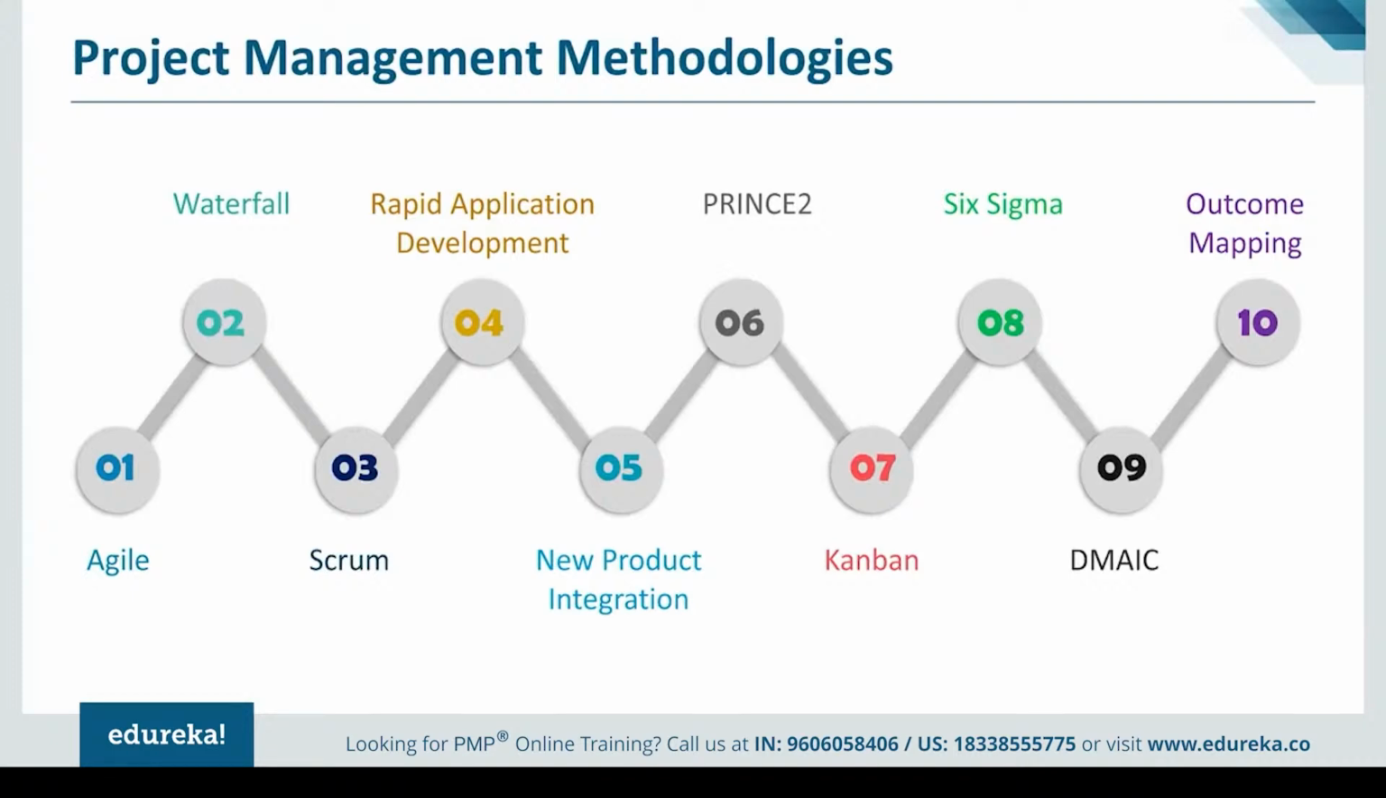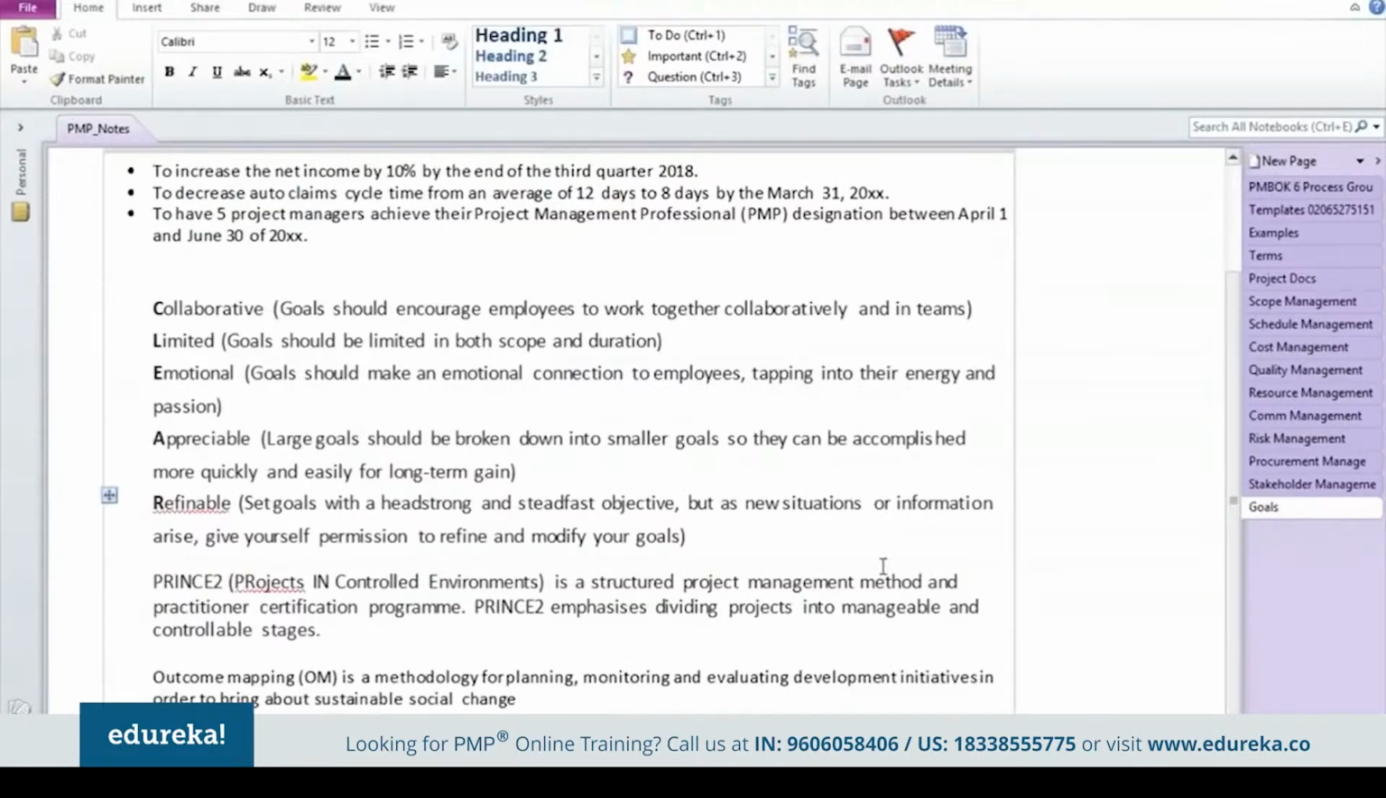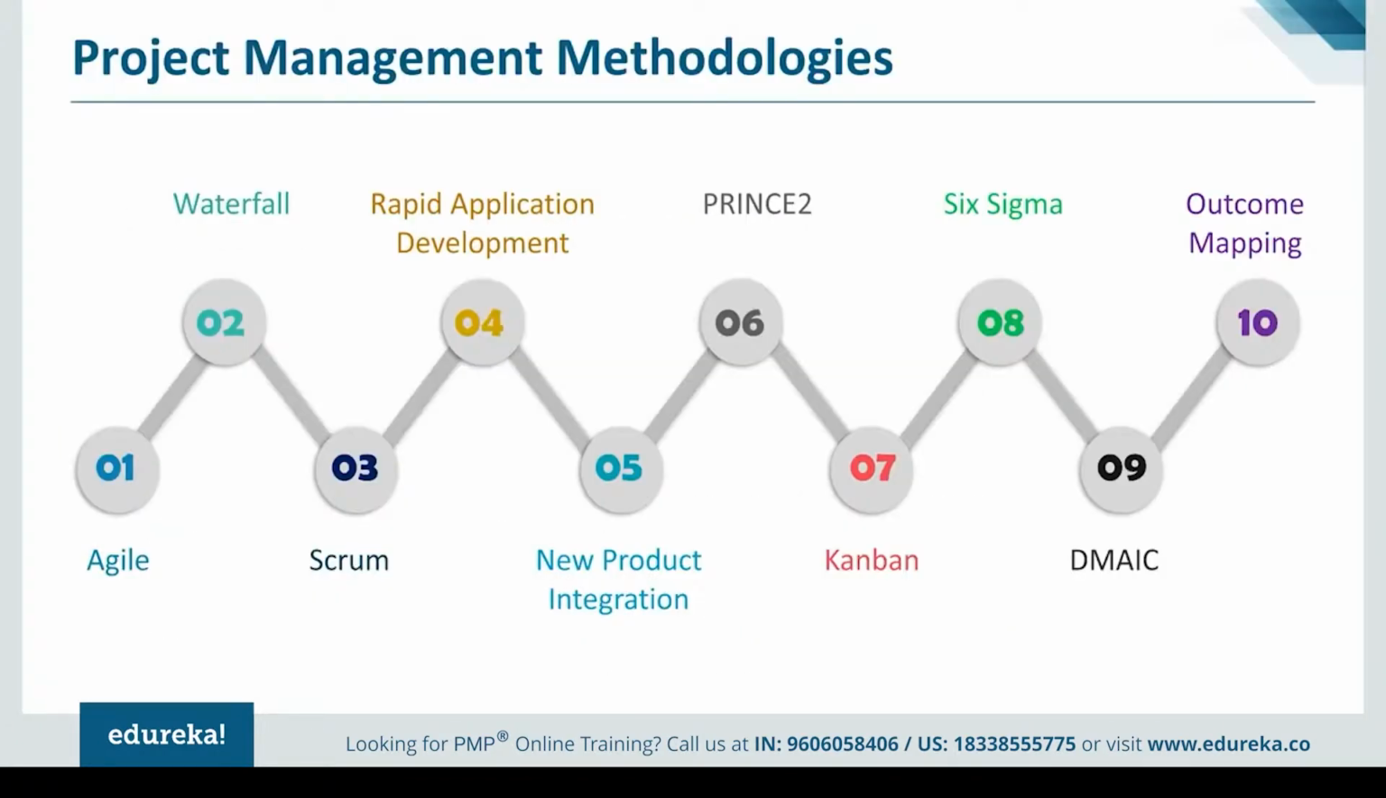And outcome mapping is another one. Outcome mapping focuses more on planning, monitoring, and evaluating. These are important activities, and mainly from the social change point of view, this is where outcome mapping would come into the picture. So these are several of the methodologies available to all of us to use, and of course each one of them has its own advantages and disadvantages.